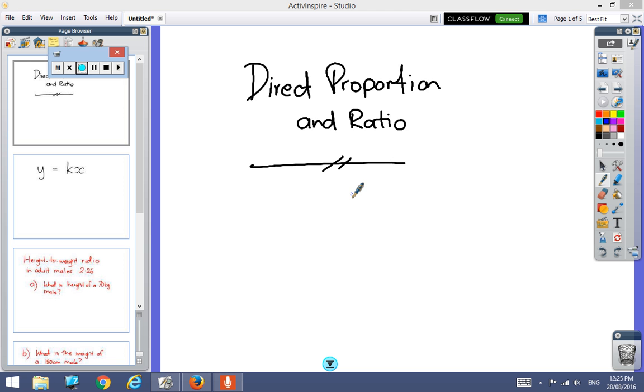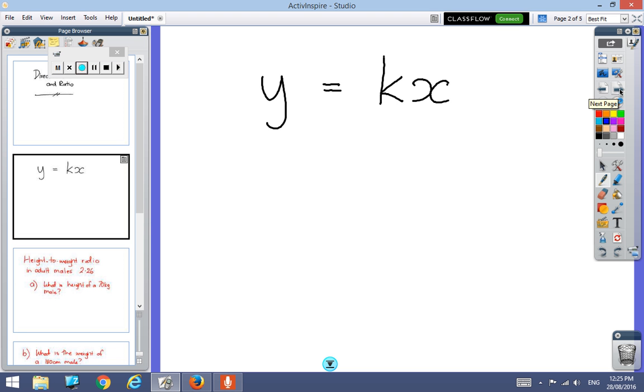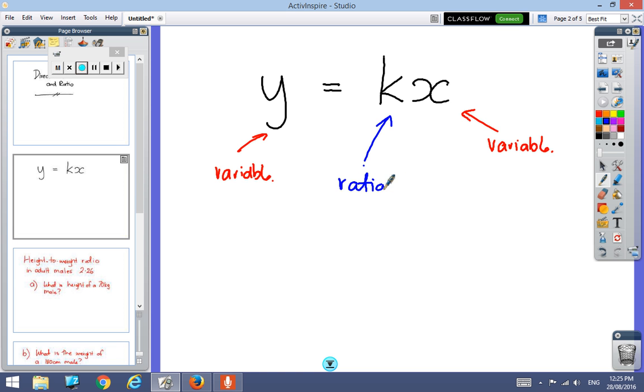Now, the formula that we're going to use for this is y equals k times x. Essentially, we have a variable, which is just something that changes, and we've got another variable there. So there's our relationship between two things. We use the term k to represent the ratio. Sometimes it's called the rate.